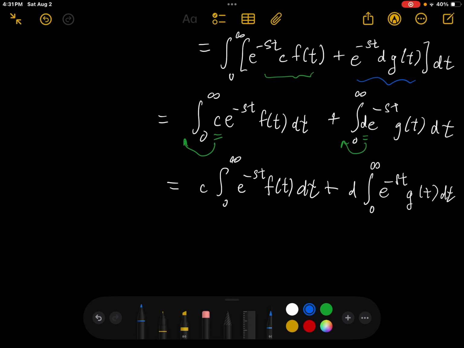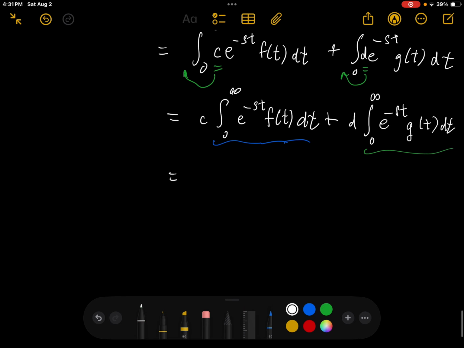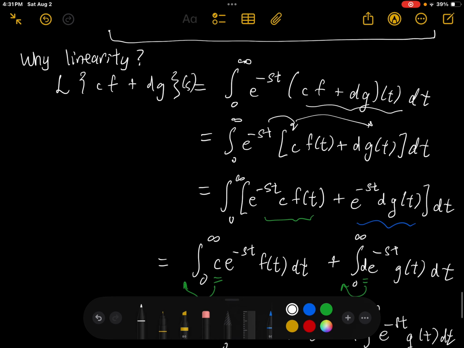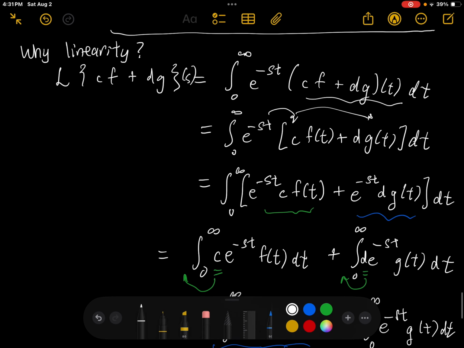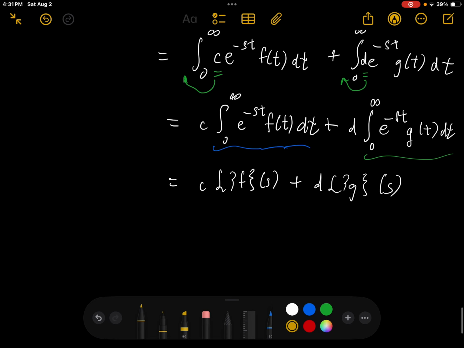Well, what is this? This thing is the Laplace transform of f, and that thing is the Laplace transform of g. So this is going to be equal to c times the Laplace transform of f evaluated at s plus d times the Laplace transform of g evaluated at s. So that's why the Laplace transform of cf plus dg is the same.